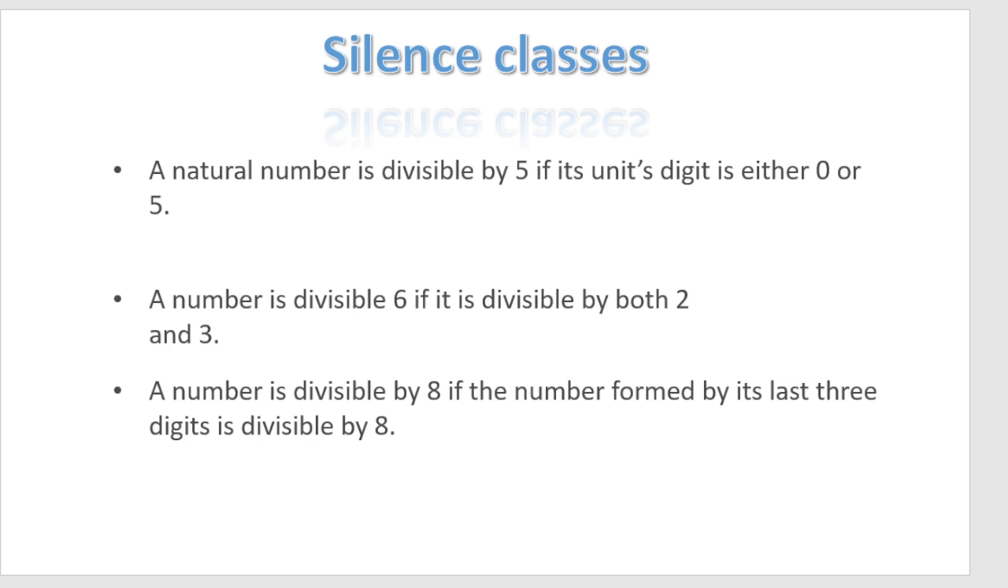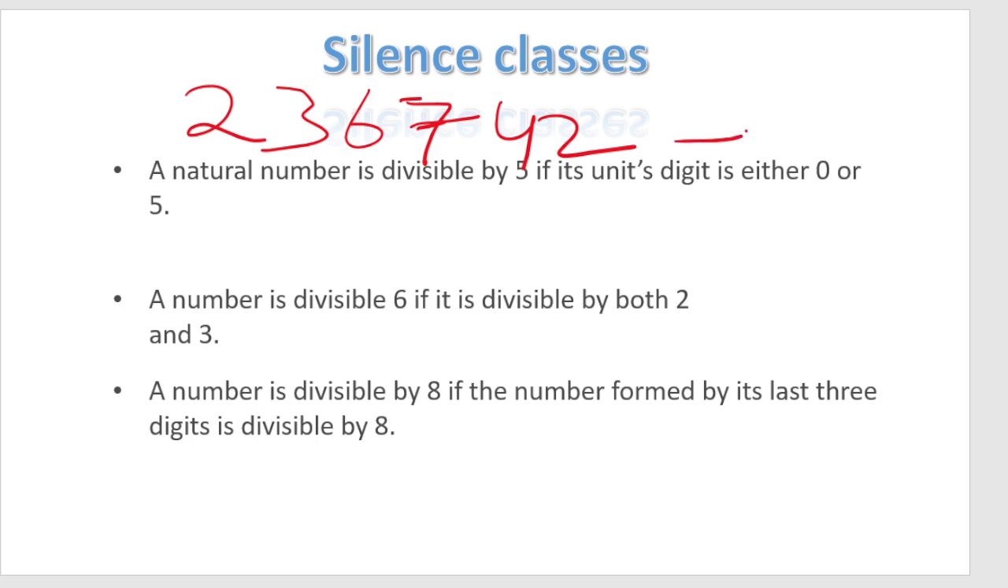First of all, the number given over here is 236742, and you have to find out whether it is divisible by 6 or not. First of all, you have to check the last number. If the last number is divisible by 2, then you can proceed, which means one criterion is fulfilled.